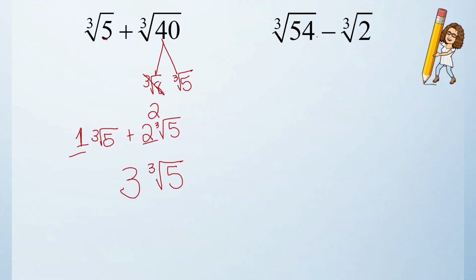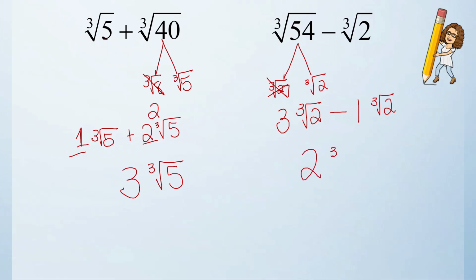Same thing for subtraction. I need to simplify, so I'm going to find the biggest perfect cube that can go into 54, which I know is 27. And 27 times 2 will give me 54. Cube root of 27 is 3. So I'm going to rewrite that. Now I'm subtracting a 1 cube root of 2. So if I subtract those, I will get 2 cube root of 2.